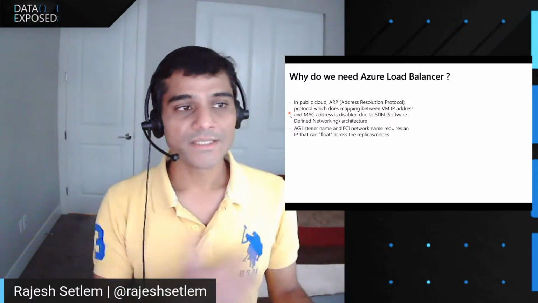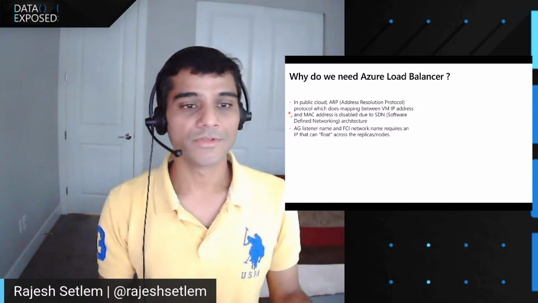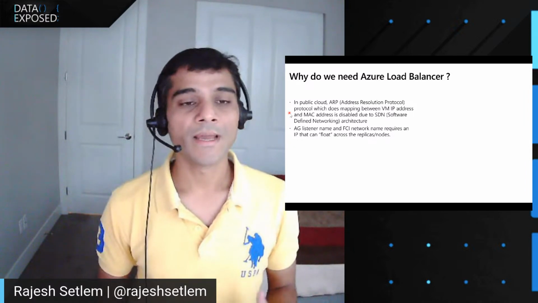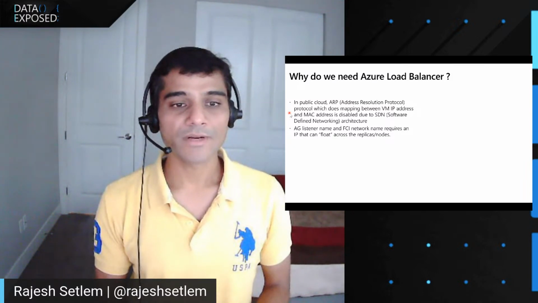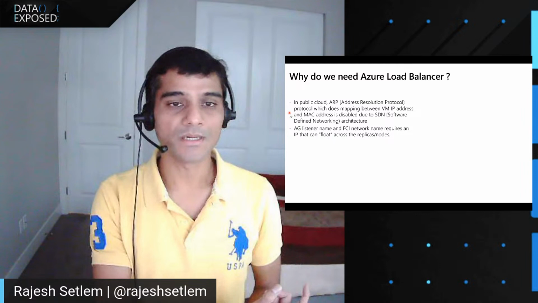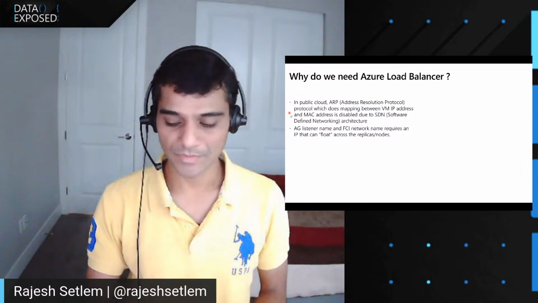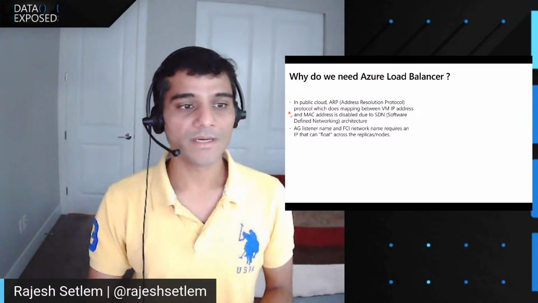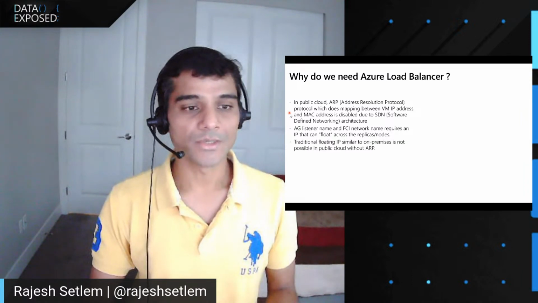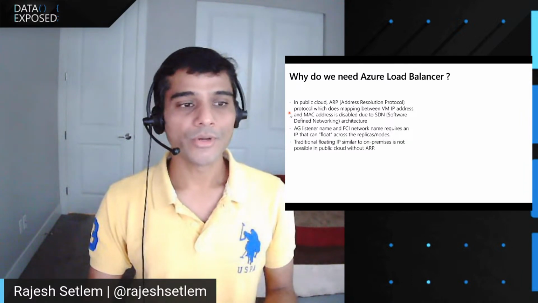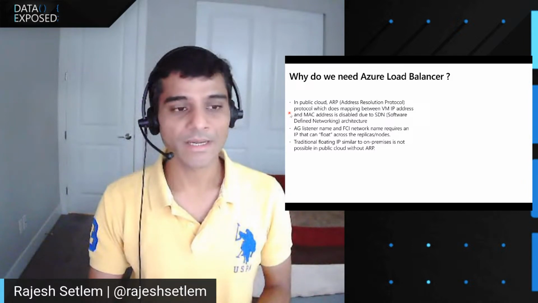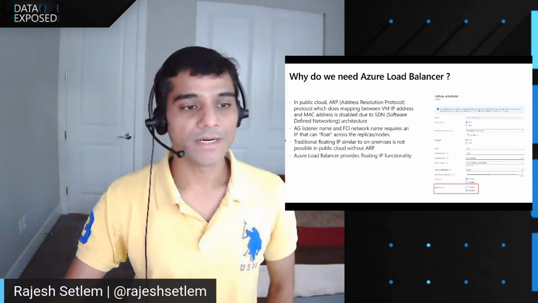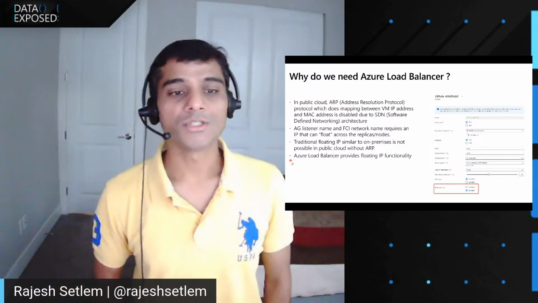And the AG listener name or the FCI network name, if you think about it, both of them are a DNS network name. And for a DNS network name to come online, you need an IP address that can float between your replicas or nodes, depending on who is the primary. This is not new. It's been there in the on-prem world. Customers have configured it that way. And the traditional floating IP, which is easily achieved in the on-prem world, is not possible in the public cloud because we don't have ARP. And the only way we could have done it, and are able to do it in the Azure world, is through a load balancer.